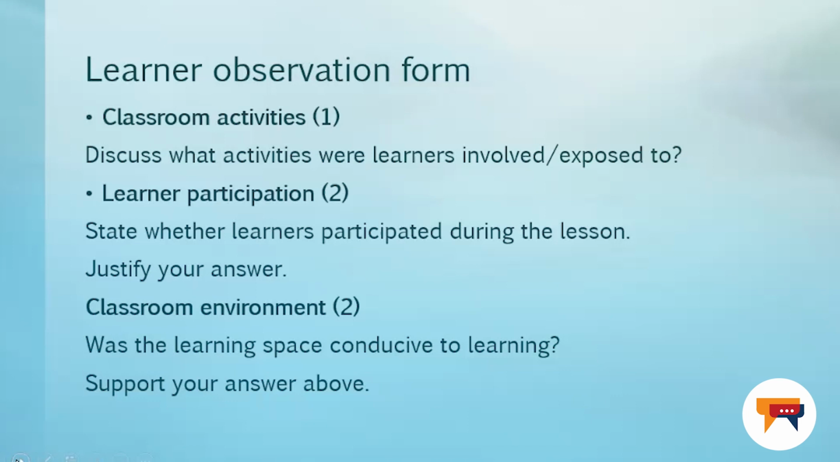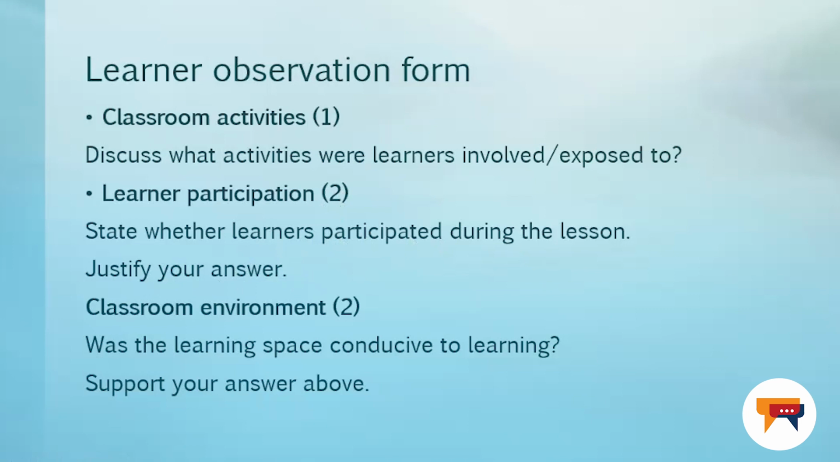If you look at the next one, which is learner participation, you will see 2 marks, okay? Now the 2 marks means you got to state whether learners participated during the lesson. You got to say yes or no, and you'll get 1 mark for that. And the second mark will go to justify your answer.